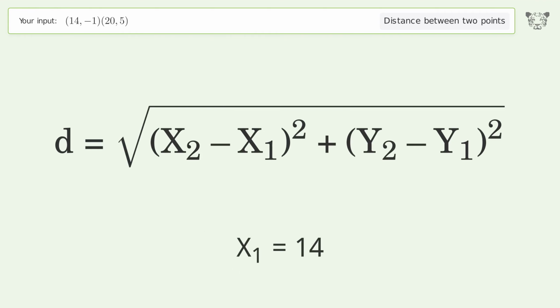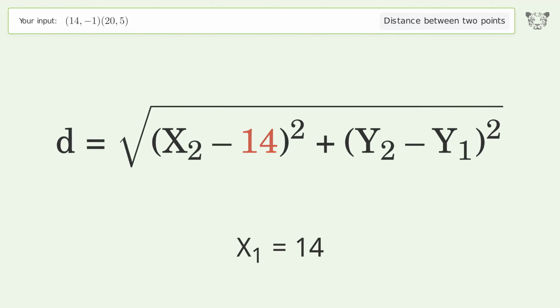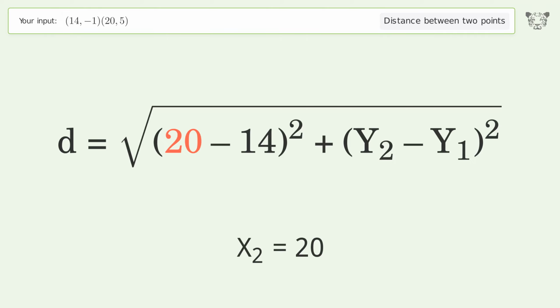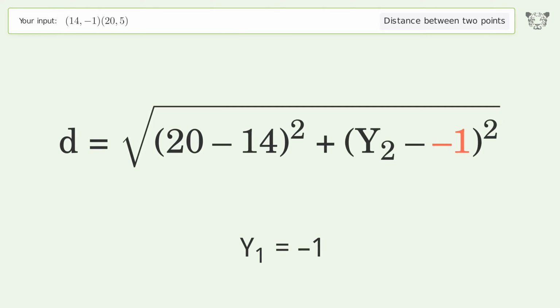x1 equals 14. x2 equals 20. y1 equals -1. y2 equals 5.